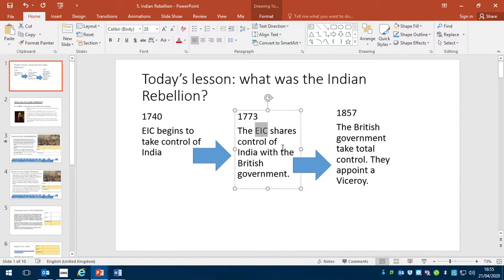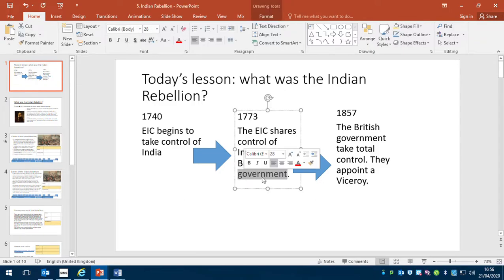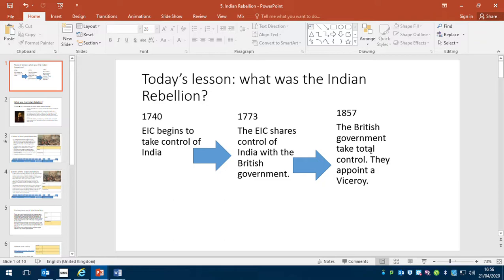So they choose to share control of India. It's controlled partly by the EIC and now partly with the British government. It's Warren Hastings, that we studied at the end of last lesson, who takes the control of the British government's side. Now, by 1857, which is where we're going to look at today, the British government have total control. They do not let the EIC have a look in. It is only the British government who are in control.